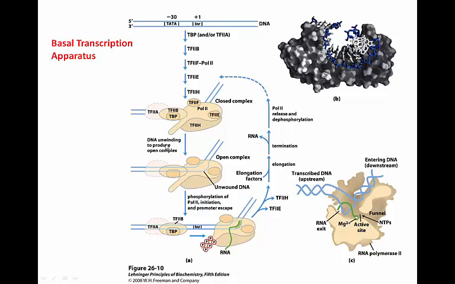Now, DNA unwinding to produce the open complex. So we call this the open complex because now we've separated our DNA strands and we can transcribe our template into mRNA. Phosphorylation of polymerase II, initiation and promoter escape. So if we notice, polymerase II has a protrusion on the 5' end. If we call this the 5' and this the 3', it has a protrusion pointing towards the 5' end.